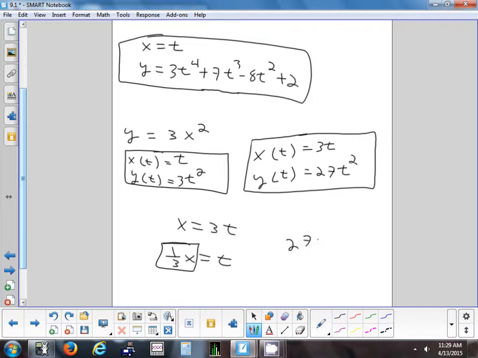27 times 1/3 x squared. And you get 27 times 1/9 x squared. And 9 goes into 27 3 times. 27 times 1/9 is 3x squared. So here's another pair of parametric equations that work. A little harder to come up with that. I think it's easier just to stick with the basic one. But you could graph either one of these and they would both be correct. There's an infinite number of answers to turn this into parametric form. But by far, the one on the left is the easiest.